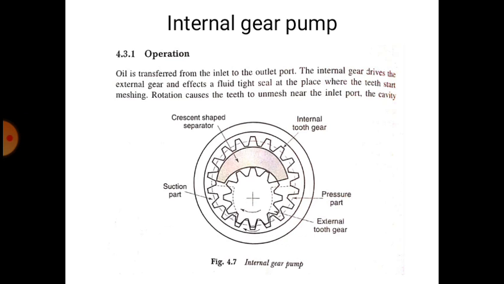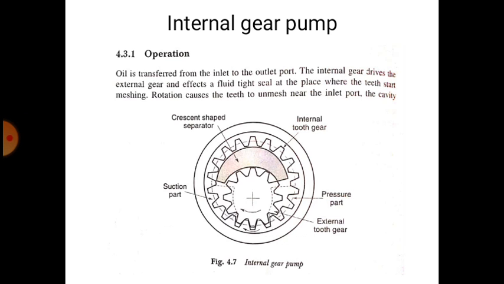A crescent seal is machined into the space between the inlet and outlet, or meshing and unmeshing region of the gears, where the clearance between the teeth of the annular wheel and external gear is maximum. In this way, the inlet and outlet ports are separated, while the oil is carried by the gear past the seal. Internal gear pumps are also available in single and multiple configurations.